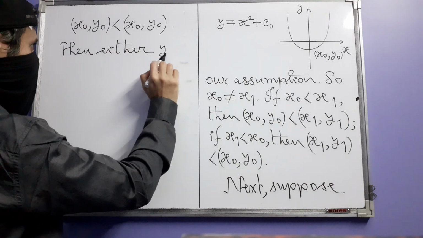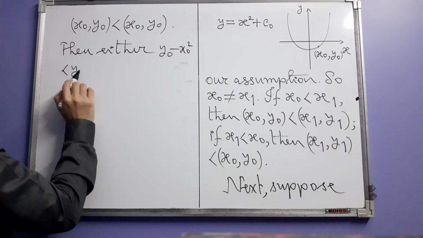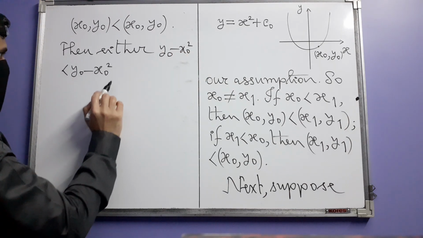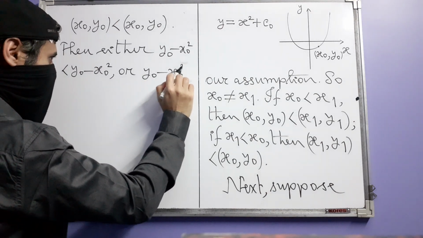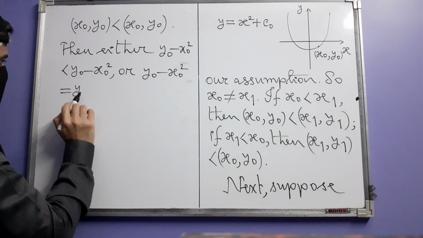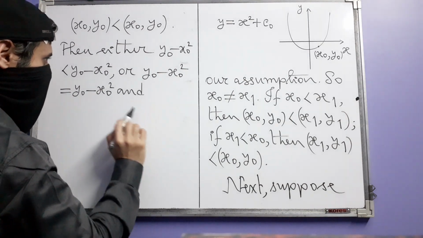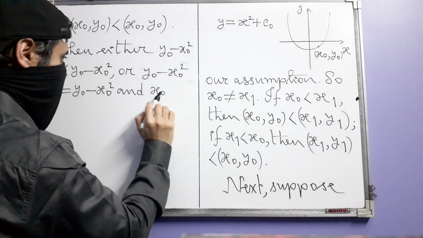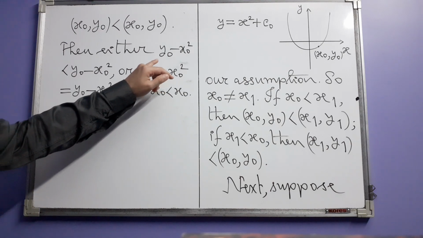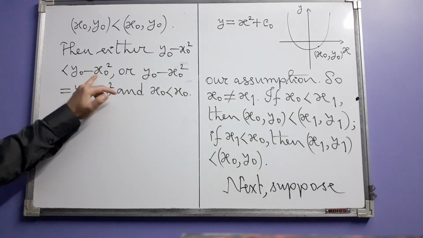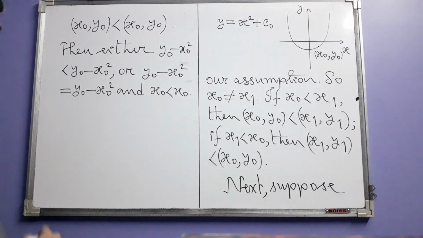either (y0 minus x0) square is less than (y0 minus x0) square, or this is equal to (y0 minus x0) square and x0 is less than x0. But you can clearly see that none of these two conditions can be true. A real number cannot be less than itself. Again, this real number cannot be less than itself.